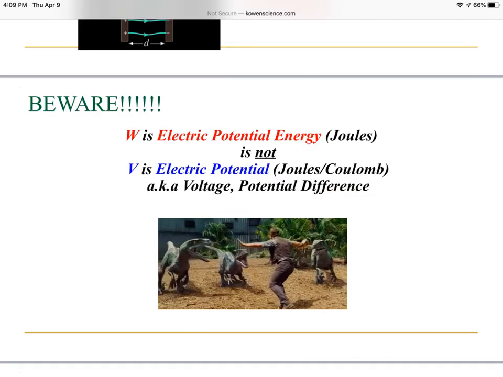Now, just a quick beware. W in our previous problems is electrical potential energy, and it's in joules. Here, V is electrical potential, it's in joules per coulomb. In other words, this is our voltage, this is our potential difference.